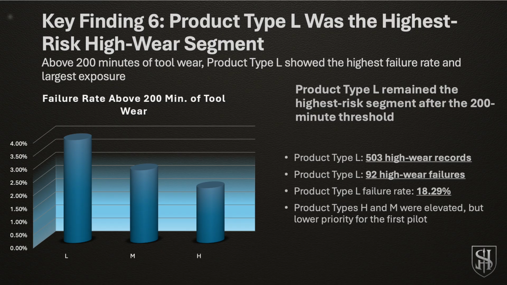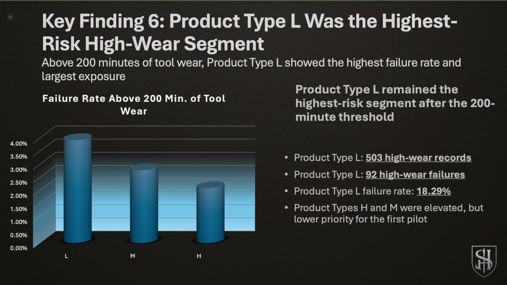This distinction is important for the pilot recommendation. If leadership wants to test a preventive maintenance trigger before expanding it across the full operation, the first pilot should begin where the data shows the strongest concentration of risk. Based on this analysis, product type L is the strongest candidate for the first maintenance pilot.